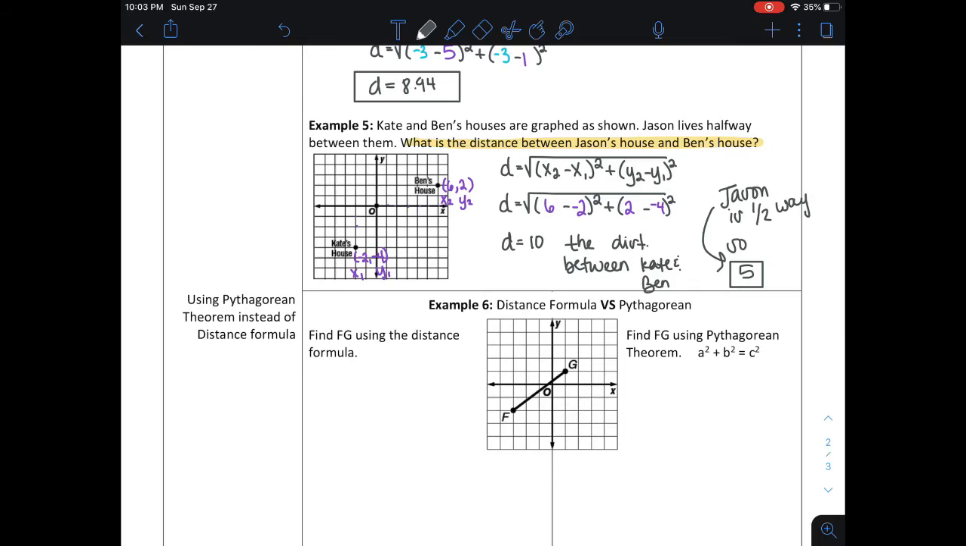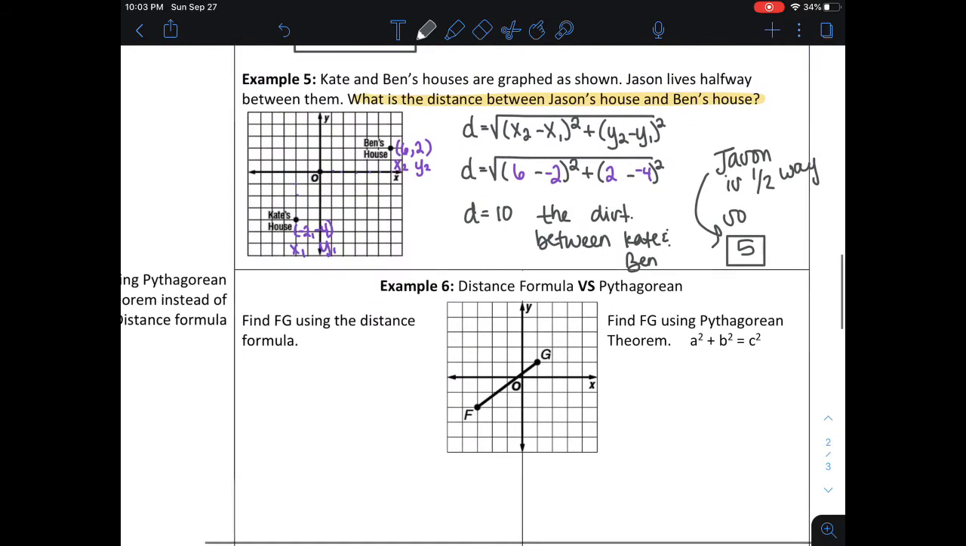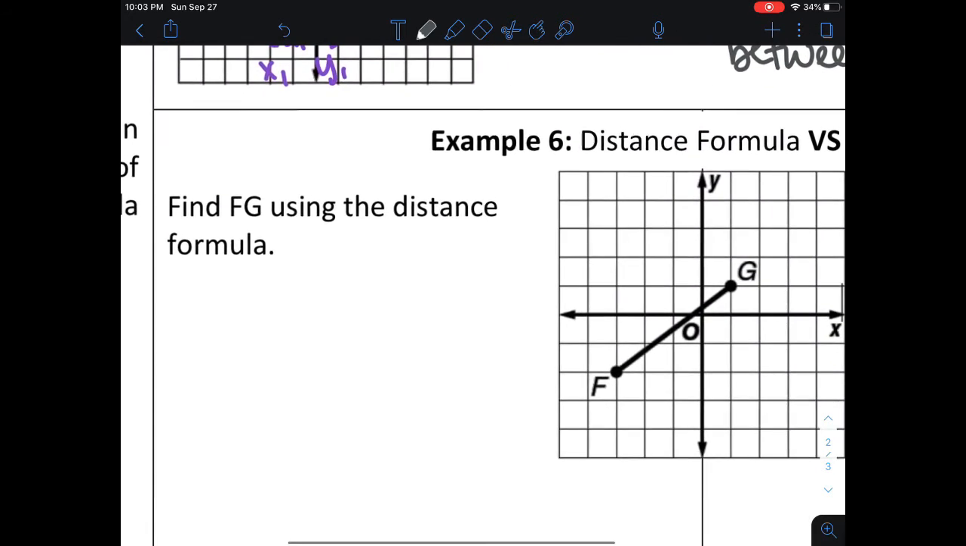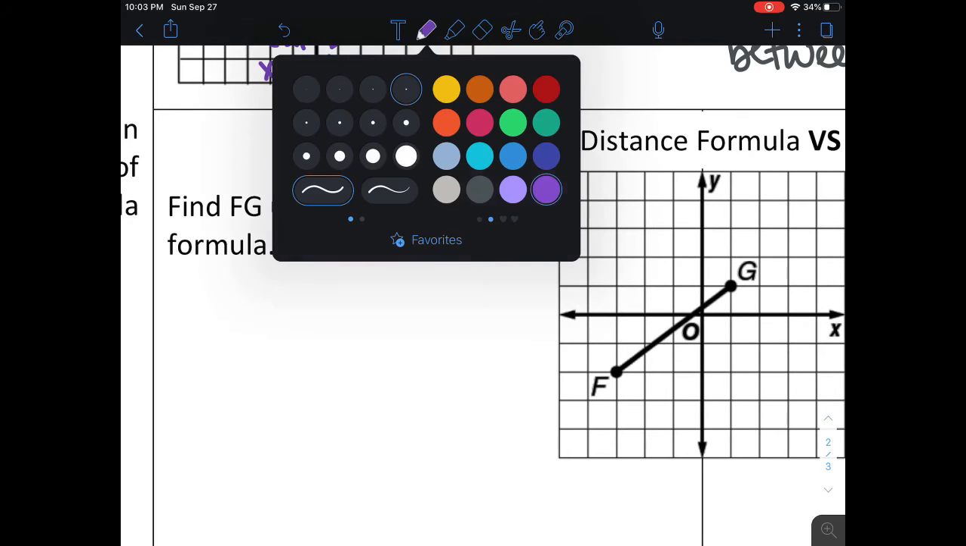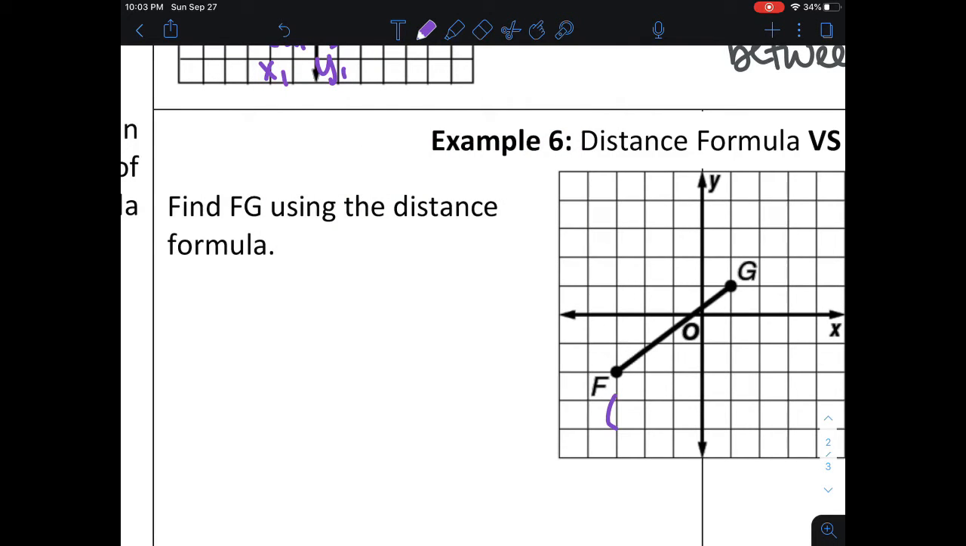All right. Using Pythagorean Theorem instead of distance formula. Find FG using the distance formula, and then we're going to find FG using the Pythagorean Theorem, which is given to you right here. If you guys don't remember that from 8th grade, you're about to get a little refresher. First thing, of course, we need to do is figure out the coordinates, 1, 2, 3, and then -2. G is 1, 1. Okay, I'm going to make this my x1, y1, and I'm going to make this my x2, y2.